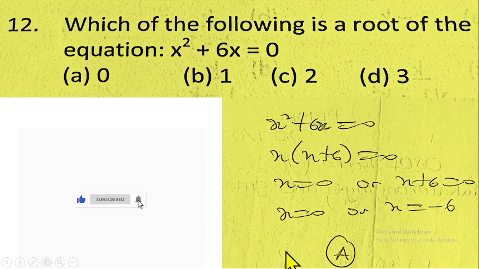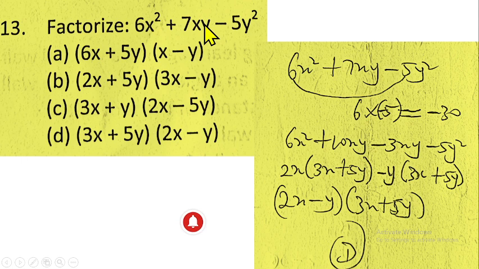Question number 13 is factorization of a quadratic expression of two variables. So we have 6x squared plus 7xy minus 5y squared. Majority of the students don't know how to factorize this kind of quadratic expression because of the two variables, but it's quite simple. You do it the same way you simplify a quadratic expression of one variable. You just try to neglect this y squared, do as if it's not there. So 6 will multiply minus 5. You have minus 5 times 6. That gives us minus 30.